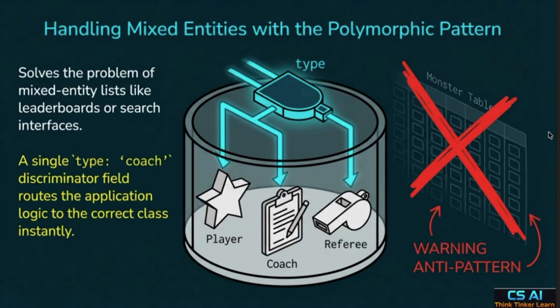We use the polymorphic pattern. Instead of a monster table with 1,000 null columns, we use a single collection with a type discriminator field. This routes your application logic to the correct class instantly. It keeps the collection lean while allowing for schema-less flexibility without descending into chaos.